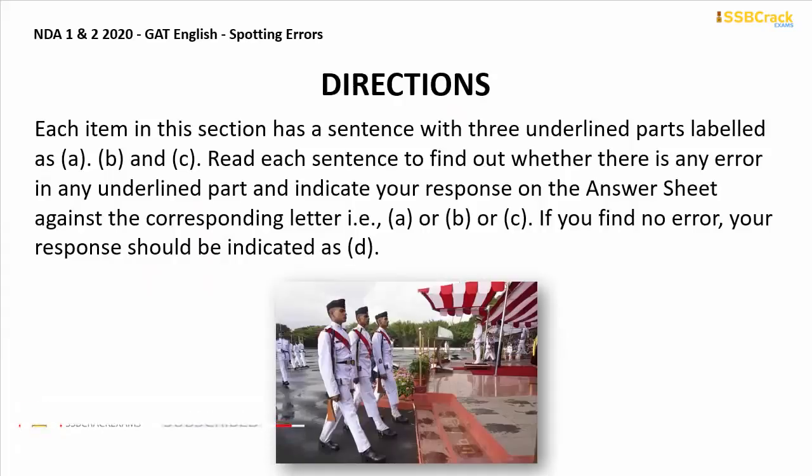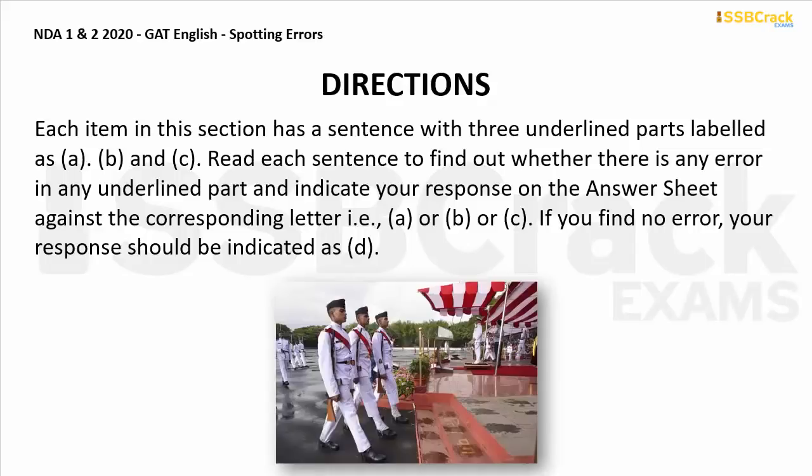Each item in this section has a sentence with three underlined parts labeled as A, B, and C. Read each sentence to find out whether there is any error in any underlined part and indicate your response on the answer sheet against the corresponding letter, that is A or B or C. If you find no error, your response should be indicated as D.